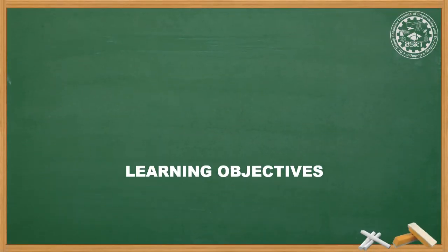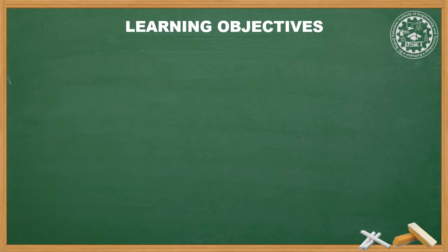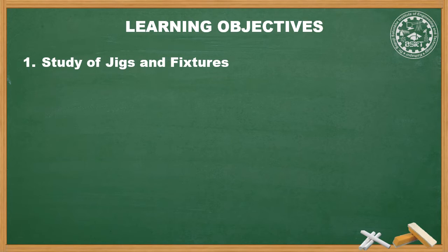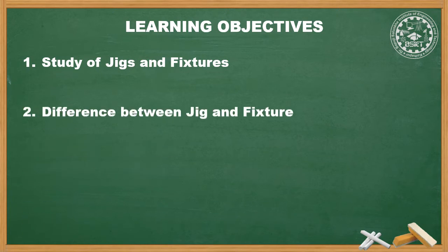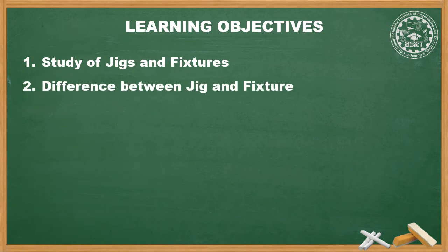The learning objectives for today's session are: number 1, study of jigs and fixture. What do you mean by jig and what do you mean by fixture will be studied in today's session, and the importance of jigs and fixture will also be studied in today's session. Depending upon the study of jigs and fixture, we are also going to study the difference between the jig and the fixture.